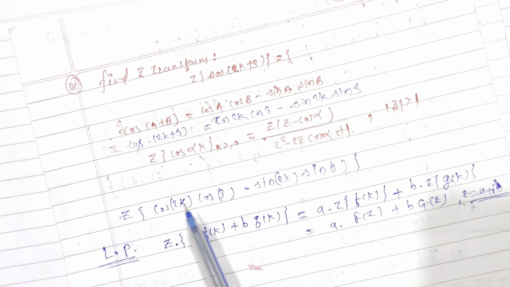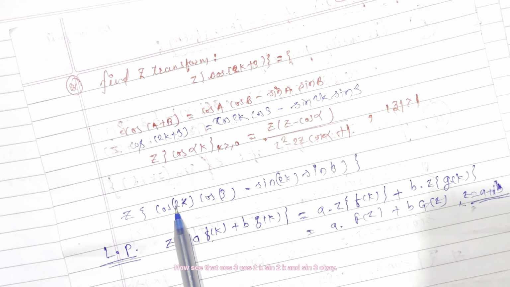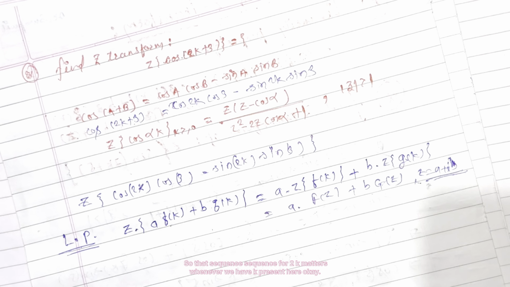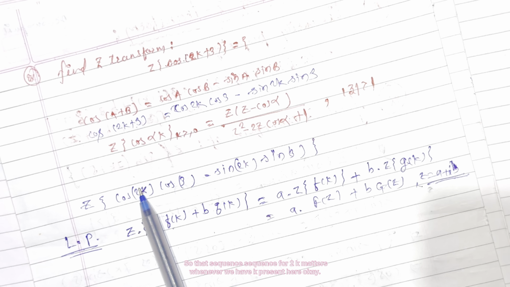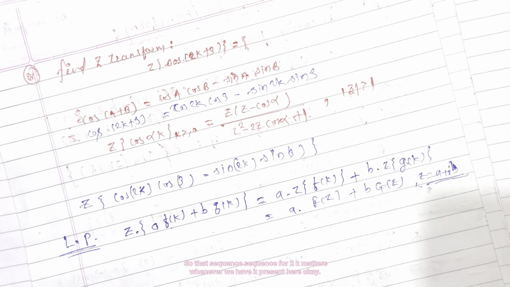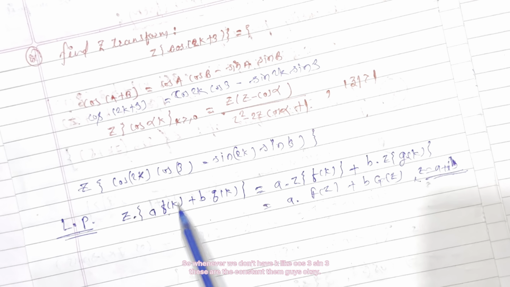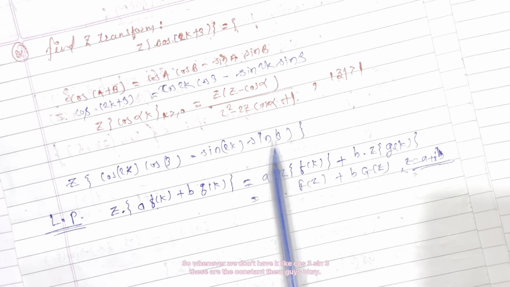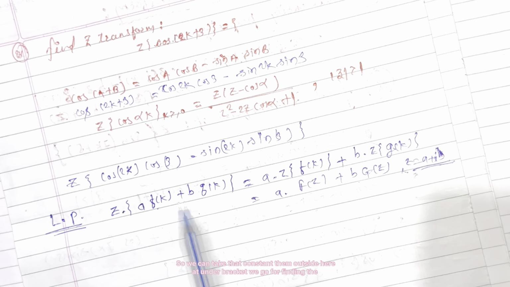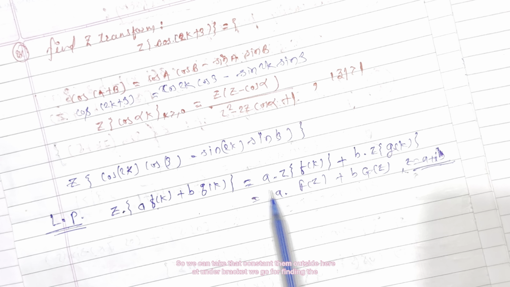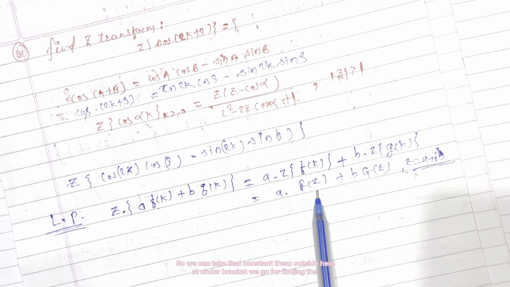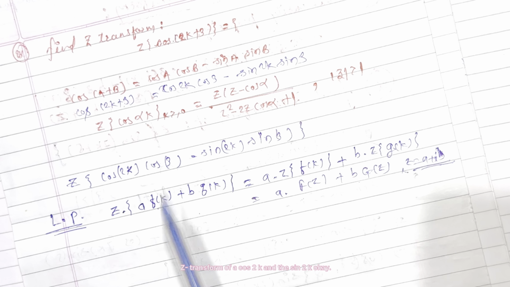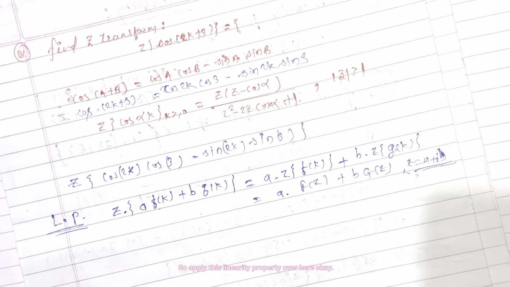Now see that cos 3, cos 2k, sin 2k and sin 3. The sequence 2k matters whenever we have k present here. But whenever we don't have k, like cos 3, sin 3, these are the constant terms, guys. So we can take that constant term outside, and under the bracket we go for finding the z transform of cos 2k and sin 2k. So apply this linearity property over here.